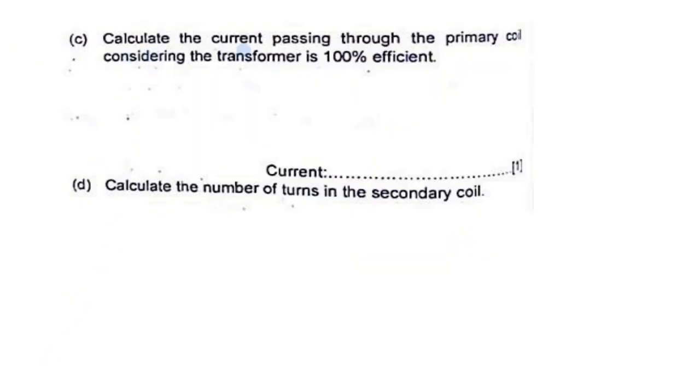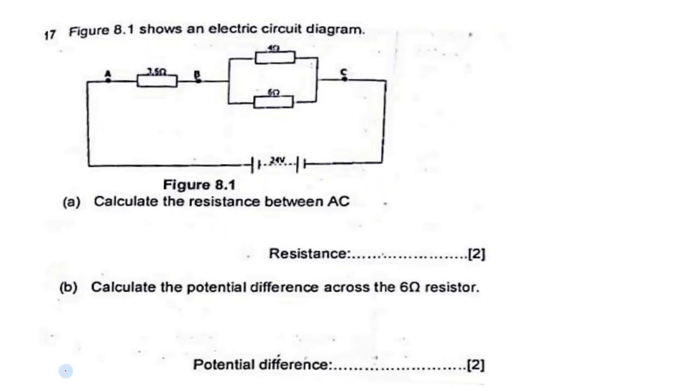Then here they're saying calculate the current passing through the primary coil considering the transformer is 100% efficient. This one we have already done. This one also we have already done. So let me come to this one here. Calculate the resistance between A and C. Figure 8.1 shows an electric circuit diagram.